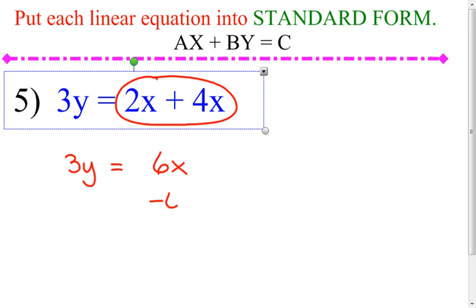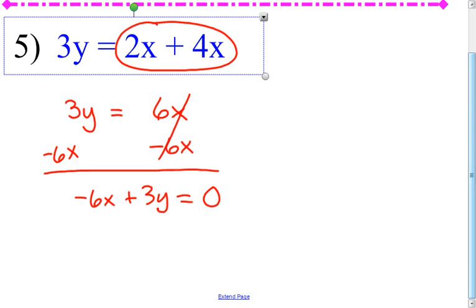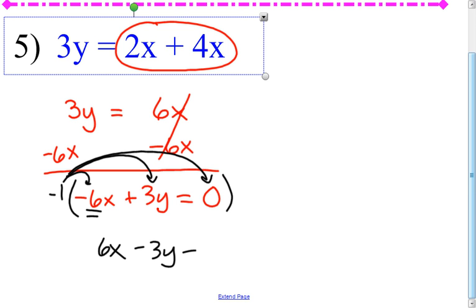So to get it in standard form, I will subtract the 6x so that I get my x's and my y's on the left side. And I have negative 6x plus 3y equals, I have nothing left on the right-hand side, so it'll be 0. And again, your leading coefficient cannot be negative, so I will multiply everything through by negative 1, which basically switches all the signs. So negative 1 times negative 6x is positive 6x. Negative 1 times 3y is negative 3y. Negative 1 times 0 is still 0. And this would be my equation in standard form.